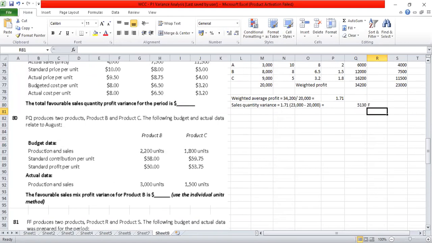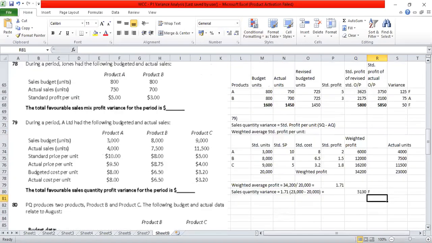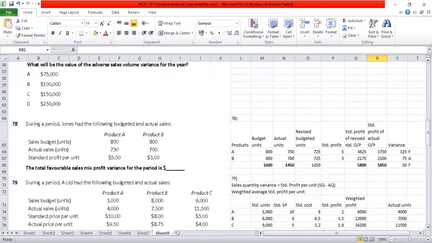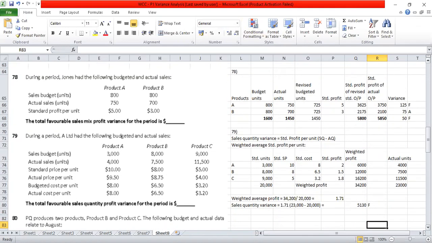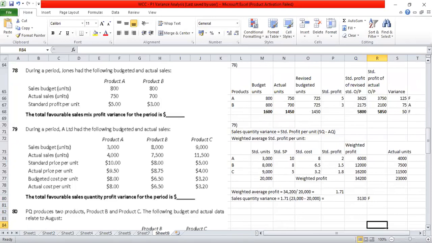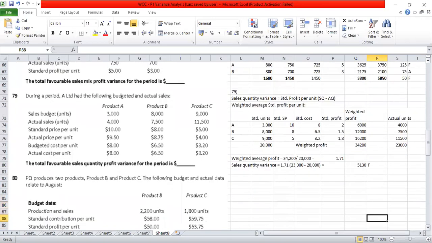In the last class we did one mix problem, a sales mix problem. Which one was it? Question 78, we have done a mix problem. What was the first point we need to understand? When more than one type of ingredient or input is used, that is a mix variance. When more than one type of skill set is used, that is labor mix variance. In case of sales, when more than one type of product is sold, we have a sales mix variance.